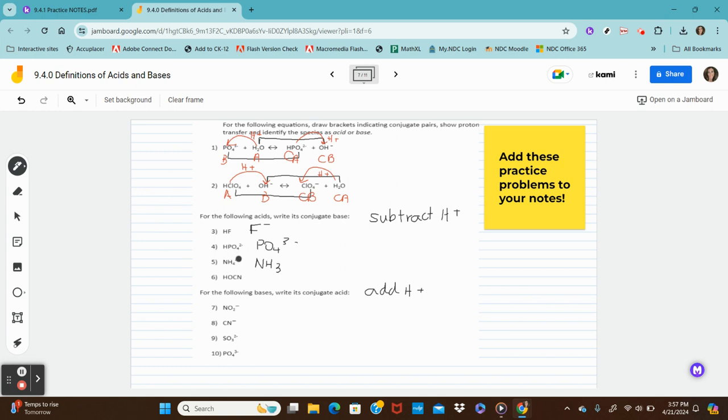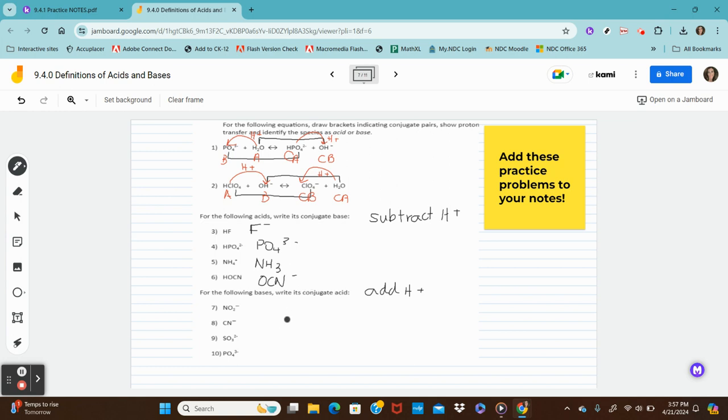If I subtract a plus, really, that's a plus there. It's hard to see, but that's NH4 1 plus. You're going to subtract a plus, you're going to become neutral. And the last one would be OCN, because we're going to drop the H, and we're going to subtract a plus, which means adding a minus. So that is going from acid to base.